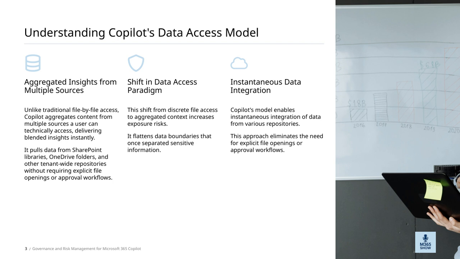Unlike traditional methods where you'd open one file at a time, Copilot aggregates content from various sources, like SharePoint libraries, OneDrive folders, and other tenant-wide repositories, and delivers insights instantly. It pulls all this data together without requiring explicit file openings or approval workflows, which speeds things up but also underscores the need for strong governance and risk management. So, in summary, Copilot's model offers powerful, real-time data insights by integrating multiple data sources on the fly. But it also calls for careful governance to manage the increased exposure and protect sensitive information.